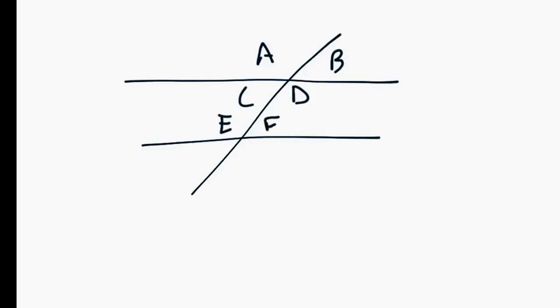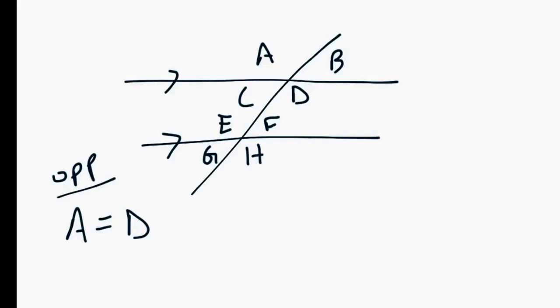So the first one is, if I give you this, and my question is, assuming that these lines are parallel, I want to know which angle is opposite of A. So opposite of A would be the one across from it, which is D. So those are the same. Okay, so opposite are the same. And there's more than that. We could do B and C, or E and F, or E and H, or G and F. All of those are opposites.